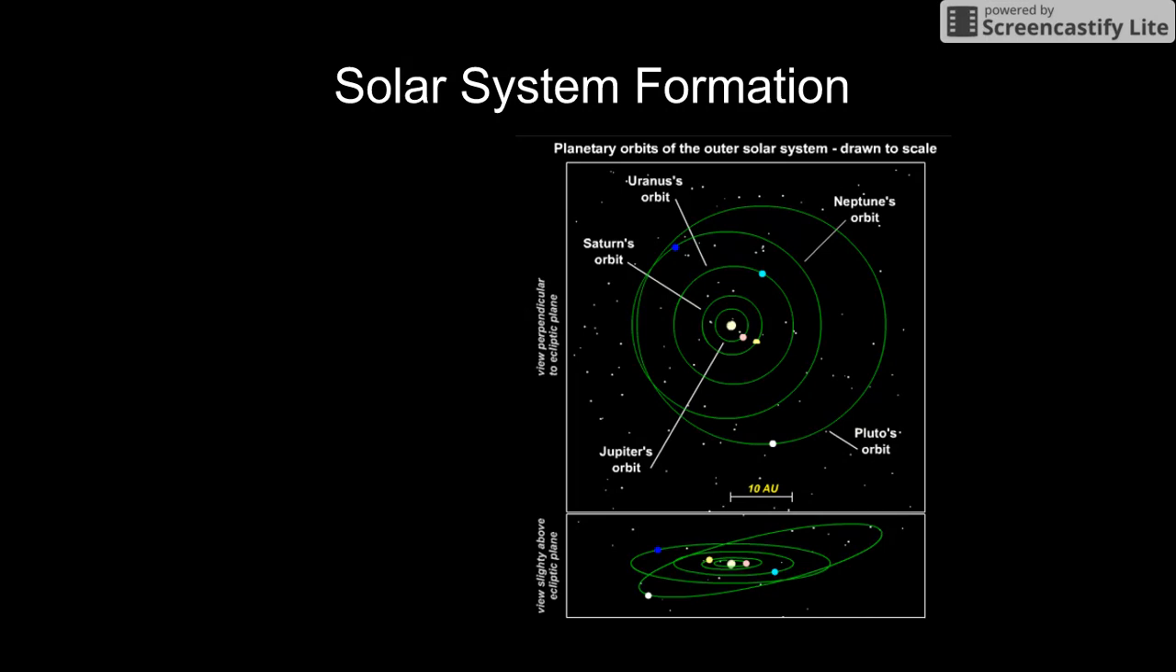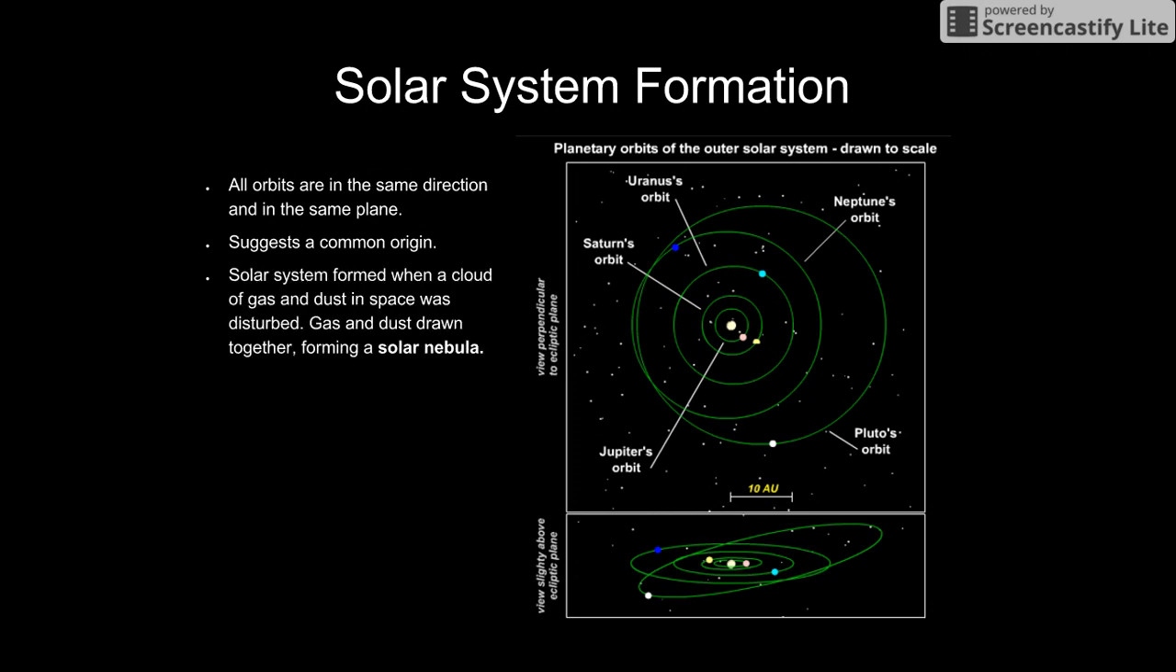And this is a scale of the orbits as they travel around the sun. Each of the green lines dictates the shape. Some are more elliptical than others. Some are close to being round. All orbits are in the same direction and in the same plane, which suggests a common origin.